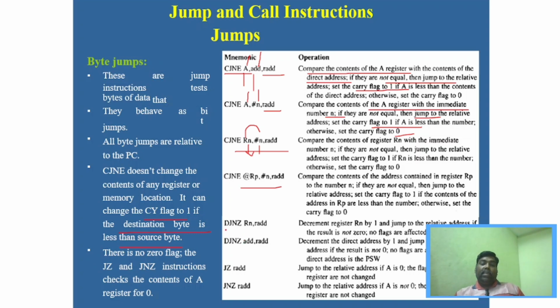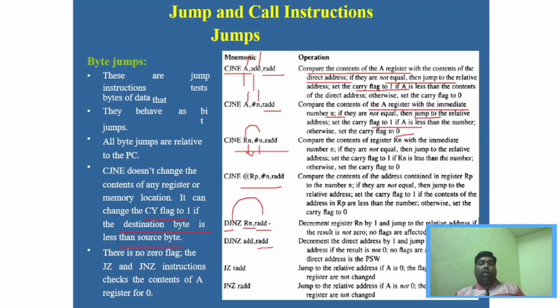And you can see this is another thing, DJNZ, decrement and jump if not 0. Whatever is given, it will jump to this particular relative address. This rel is nothing but a relative address. It will jump to the address. When it jumps, first it will decrement the register, and if after decrementing the register value is not 0, it will jump.